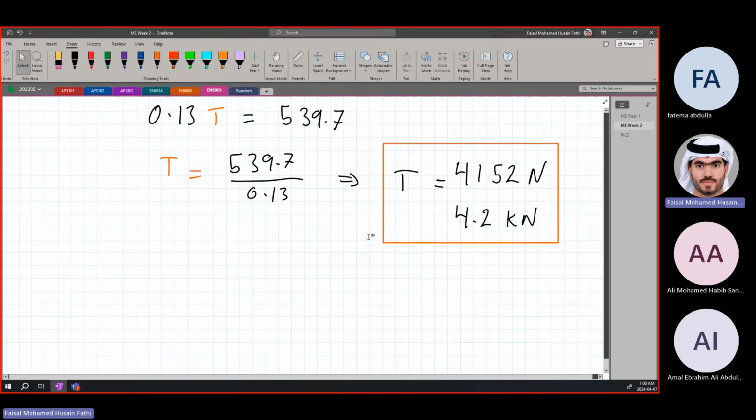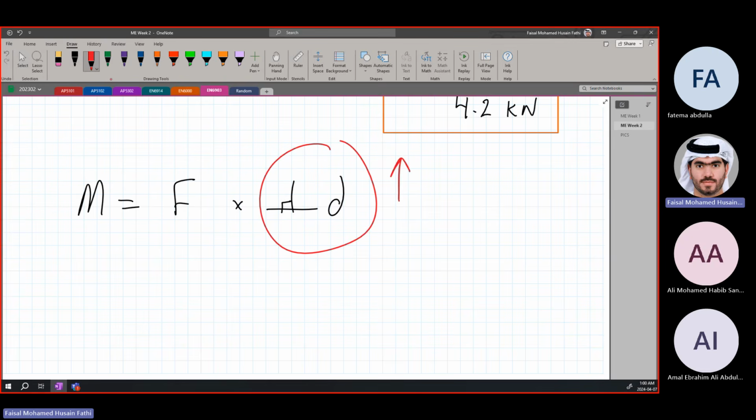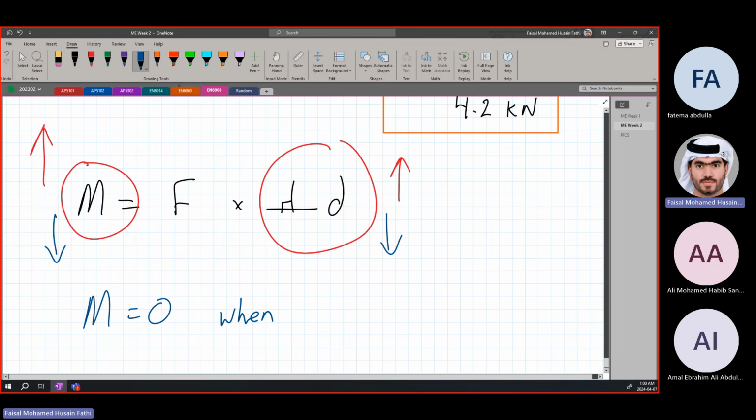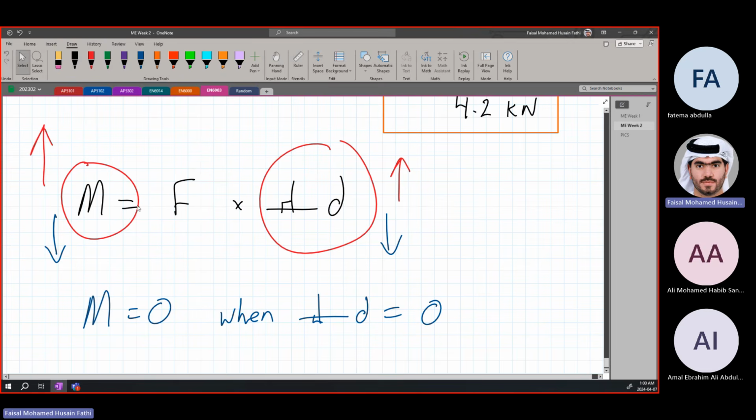The most important thing is that you know that when you're looking at moment, you're looking at two things: the force, and the perpendicular distance. And the larger this distance is, the larger your moment will be. The smaller your distance is, the smaller your moment will be. Moment will be equal to zero when there's no force, logically, or when the perpendicular distance is equal to zero or doesn't exist. Okay? This is the whole idea.